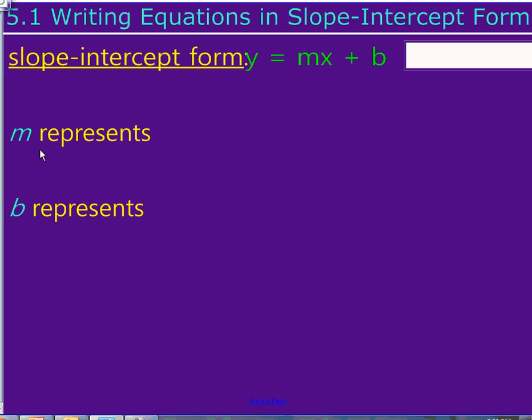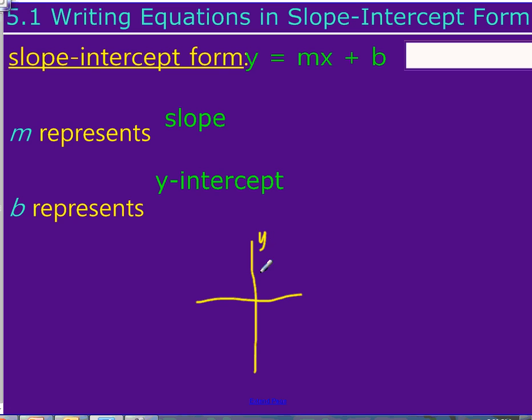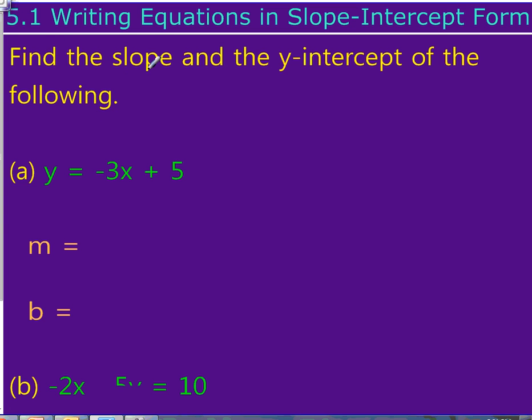So m is going to represent our slope in this particular equation, and b is going to represent our y-intercept, or the place where the line is going to cross the y-axis. All right. So from here, we can find out a lot of information from this one equation, y equals mx plus b. Okay, so we can do a couple things here.